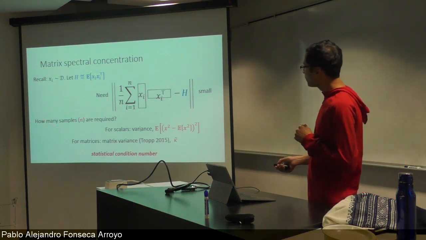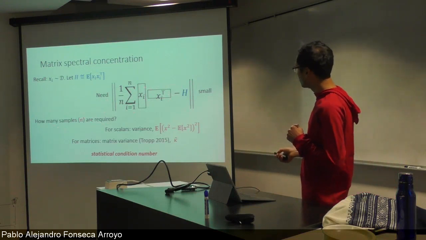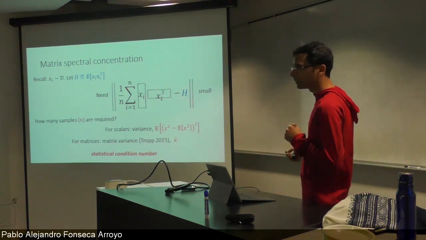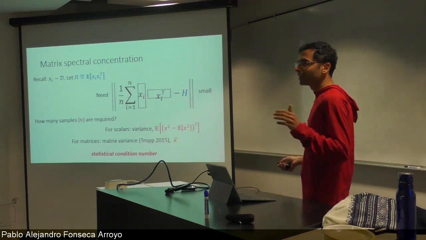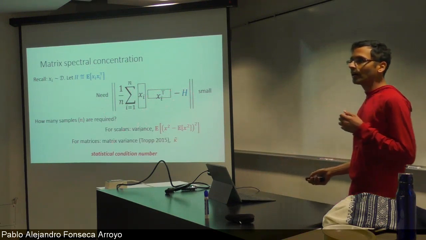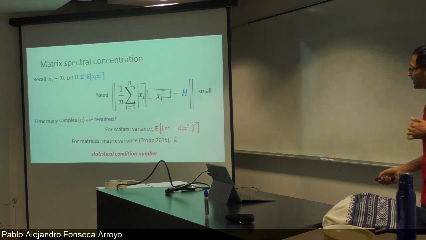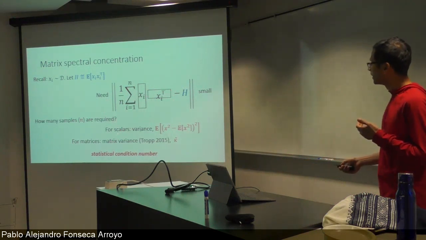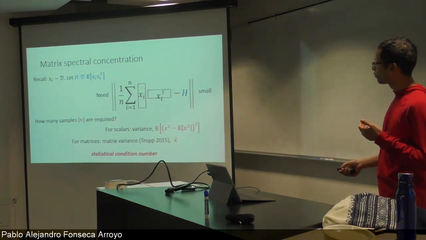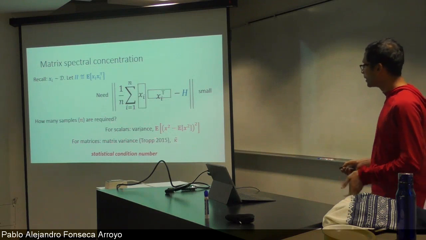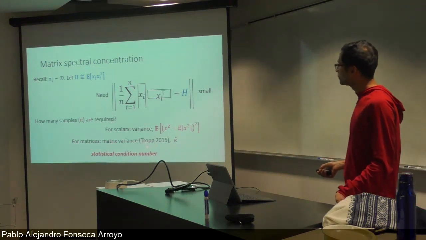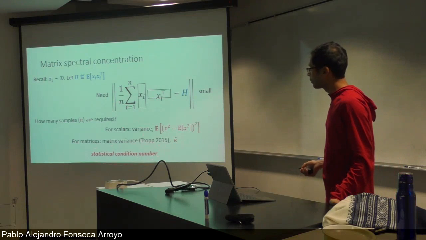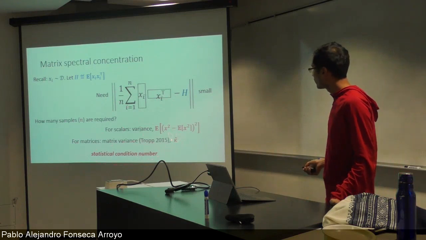So how many samples do we really require for the empirical covariance matrix and the true covariance matrix to be close? This is a very well studied question in random matrix theory, and just like we have a notion of variance for scalars, we have a notion of variance for matrices, which is called matrix variance. In the context of the current problem, we call it the statistical condition number and denote it with kappa twiddle.